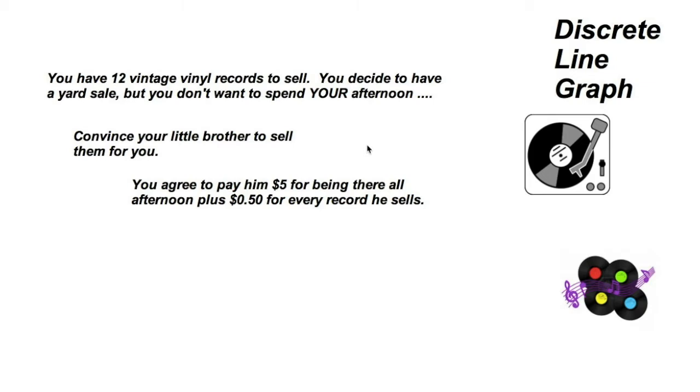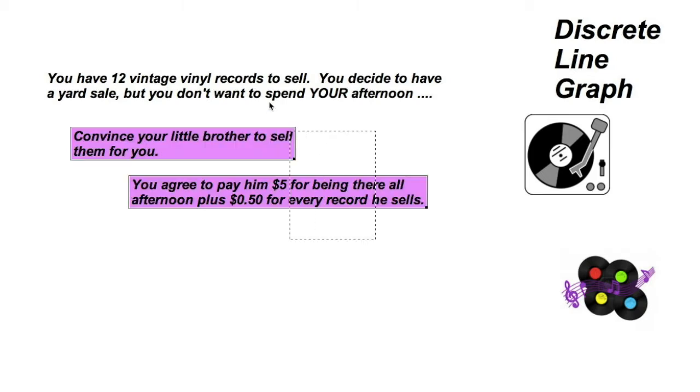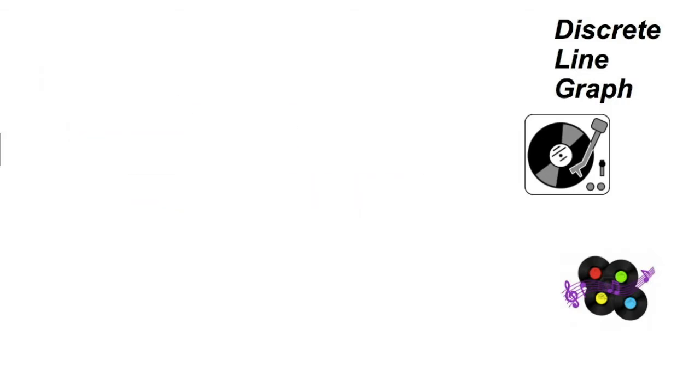But you know, your time is way too important. So you hire your little brother for the afternoon. And you say, tell you what, little bro, you sit there. I'll give you $5, sit there this afternoon, and I'll give you another 50 cents for every one you sell. All right. Well, little brothers work cheap. That's the premise.